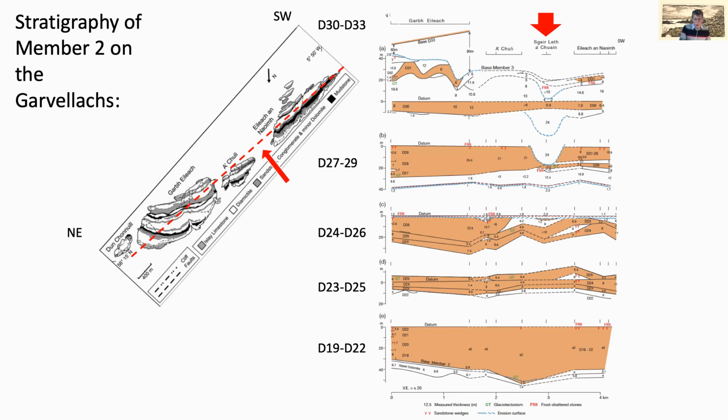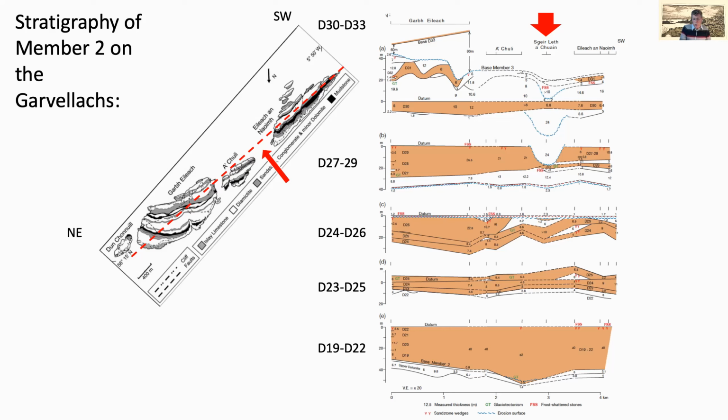So the lower unit, D19 to D22, is really a diamictite complex. Diamictites are numbered from the type section on the main island, and this particular group is separated by very thin interbeds. I've indicated in red where the wedges, the emergence horizons at the top of the diamictites, which have seen freeze-thaw, have been found.